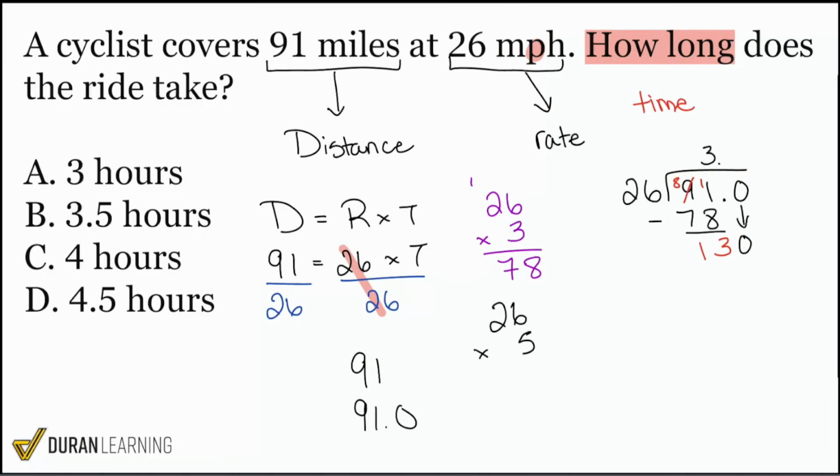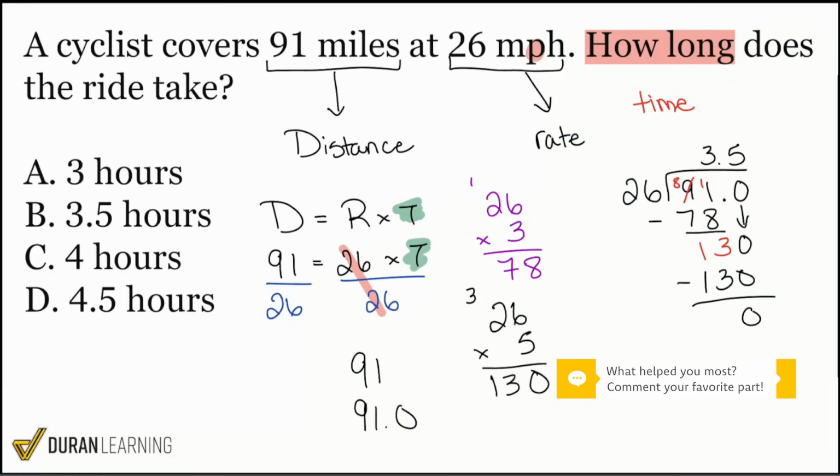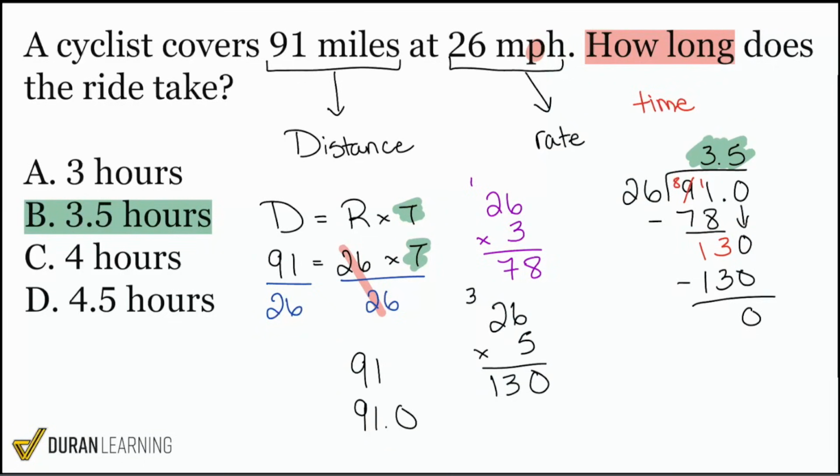When I try that out, we have 6 times 5, which is going to be 30. We'll carry that 3. And then we have 2 times 5, which is 10. Carrying the 3 is 13. So there we are, everybody, 130 exactly. So we can place that 5 right there, subtract that 130, and we're good. No remainder. We get 3.5. And remember, because we are looking for time, that is going to be 3.5 hours, which in this case would be answer choice B. And there we are.